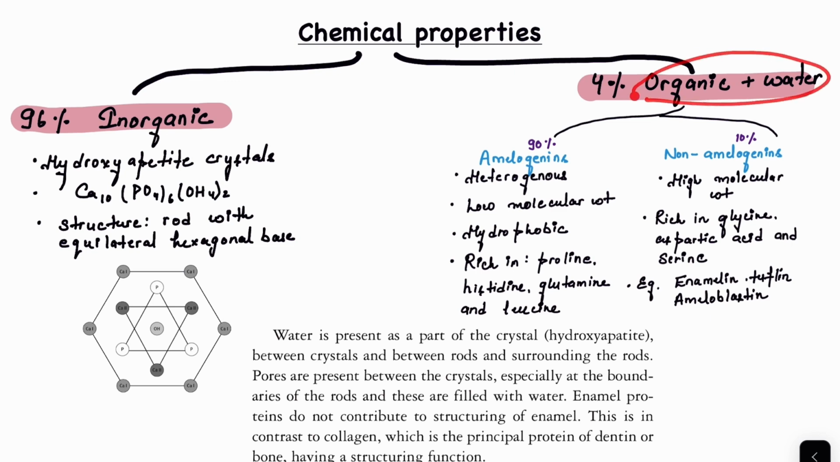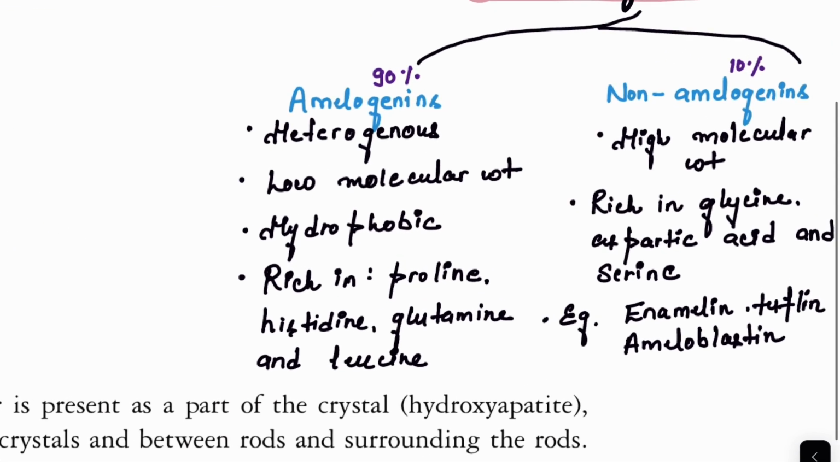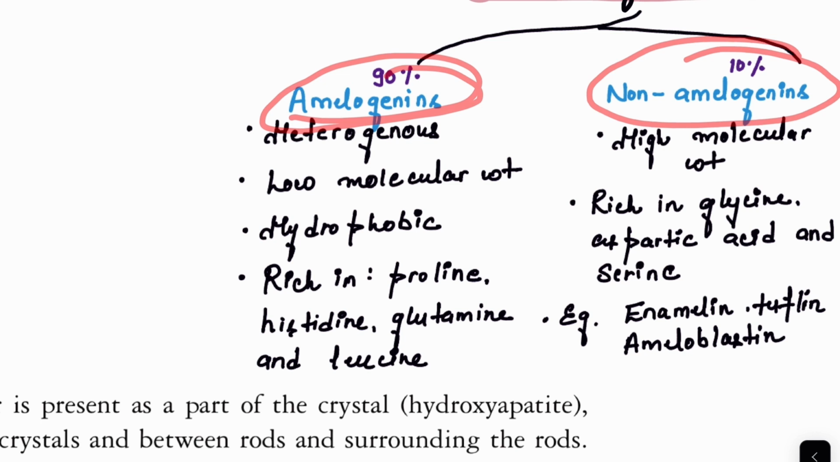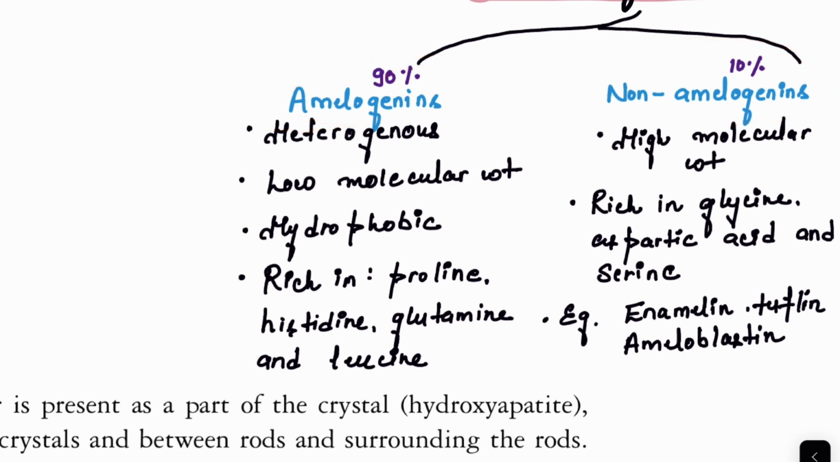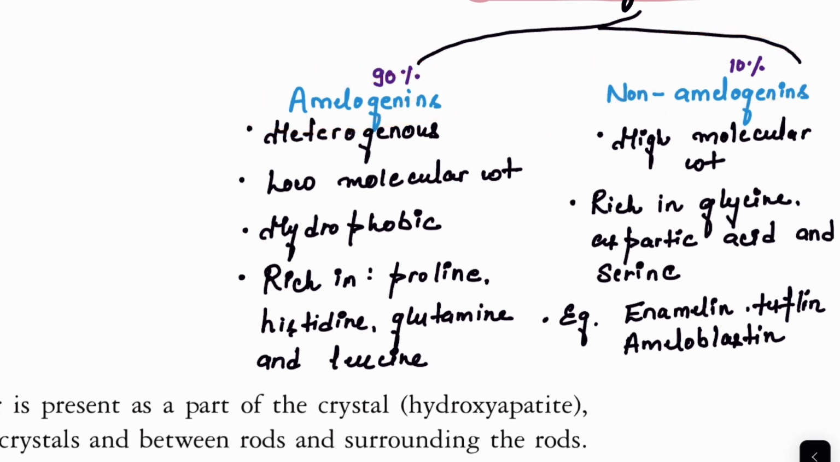Now coming to the organic content in the enamel, it contains 90% amelogenins and 10% non-amelogenins. These are proteins. Okay, so in the organic content, it contains proteins, and the 90% are amelogenin proteins and 10% are non-amelogenin proteins.